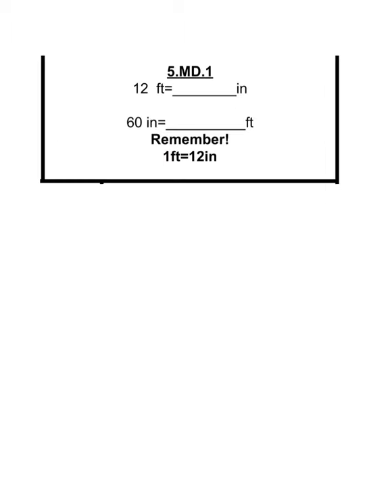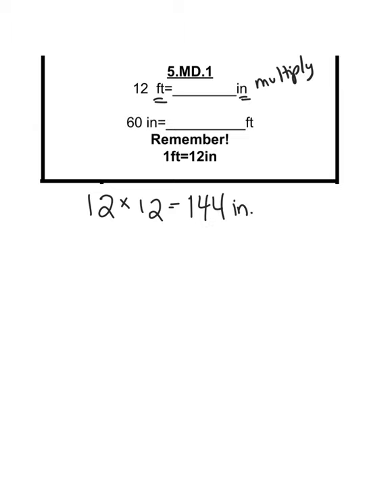Okay, next we're going to do our measurement problem. And for this one, we're going to remember "horse to fly, multiply." Feet are a larger unit of measurement than inches. So since I'm moving from larger to smaller, I'm going to multiply to figure out the answer. We're going to take our 12 feet and multiply it by 12 inches in each foot. 12 times 12 equals 144 inches.